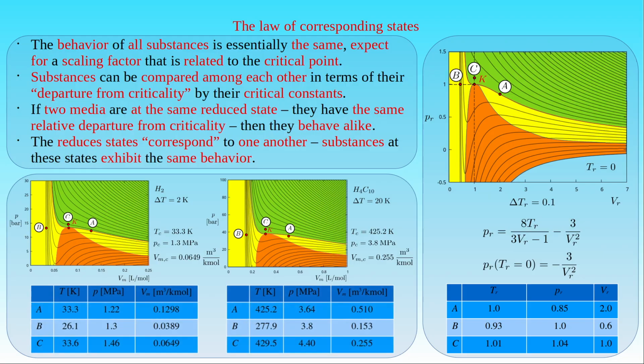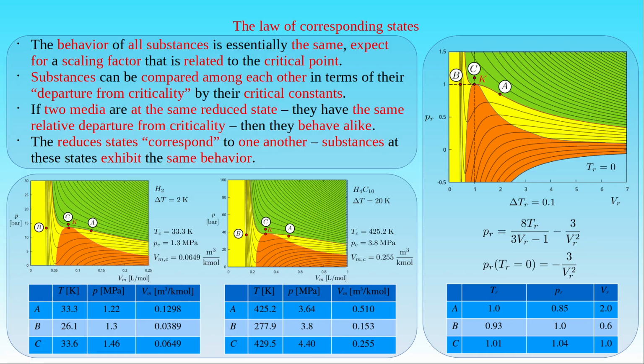These two tables presenting the state variables of hydrogen and butane in the states A, B, and C illustrate the law of corresponding states and its approximate nature for the two species. The point A is located on the critical isotherms of the two substances, and in the thermodynamic state represented by this point both hydrogen and butane are at their critical temperatures, that is at 33.3 Kelvin and 425.2 Kelvin respectively. In this state both of the substances are confined in molar volumes that are twice their critical molar volumes, that is the molar volume is equal to 0.1298 cubic meter per kilomole for hydrogen and 0.51 cubic meter per kilomole for butane.